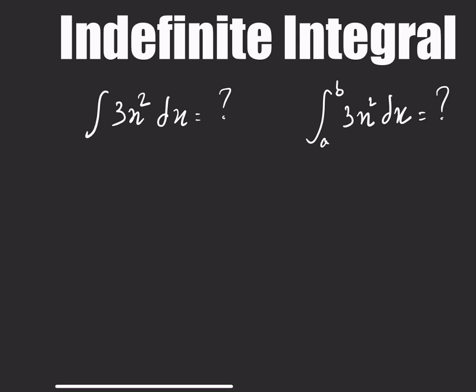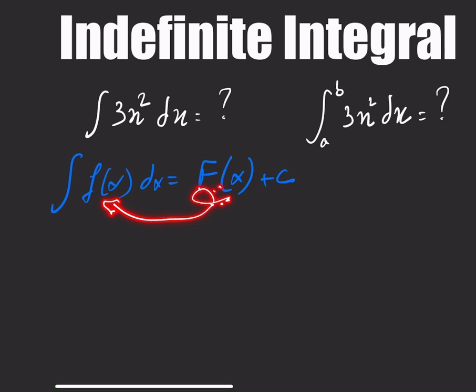For the definition, the indefinite integral represents a family of functions. It includes a constant. We write it as the integral of f of x dx is equal to F of x plus C. It is a bunch of functions whose derivative satisfies the given function. The only difference is that they have different constants added.